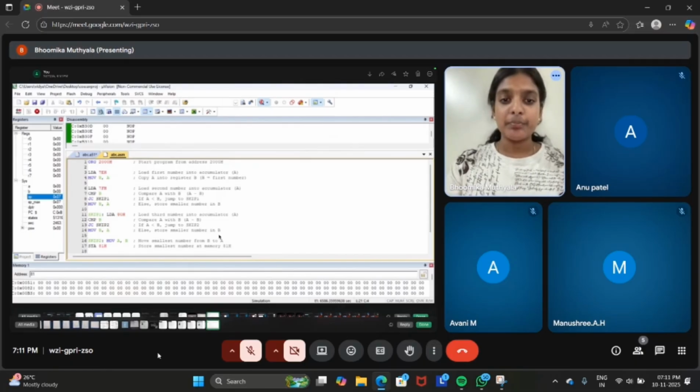In microprocessor programming, it provides practical knowledge on how the logical assembly instructions work. The concepts learned here, such as loading data from memory, performing comparisons, updating register values, and using conditional jumps, are essential for writing more advanced programs like sorting, searching, and arithmetic operations. In conclusion, the program not only achieves its objective of finding the smallest number among three values, but it also enhances the learner's understanding of microprocessor architecture, instruction execution, and flag-based decision making.